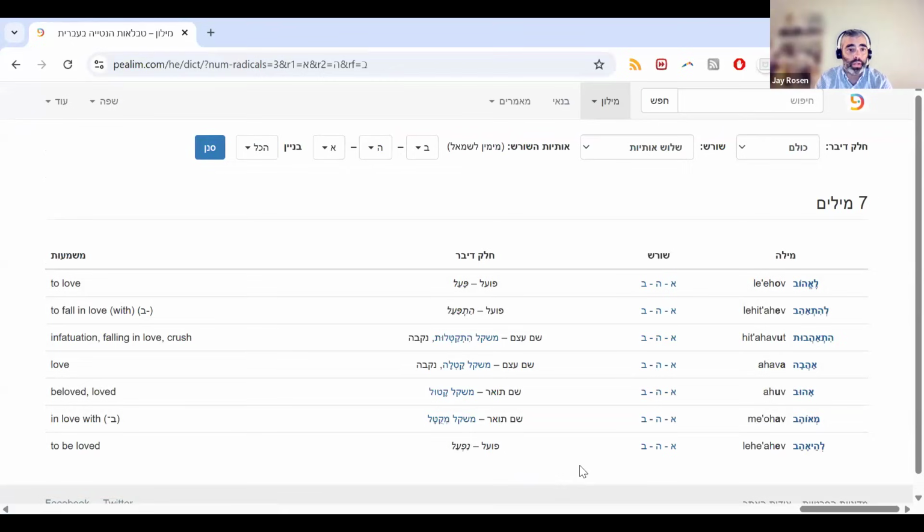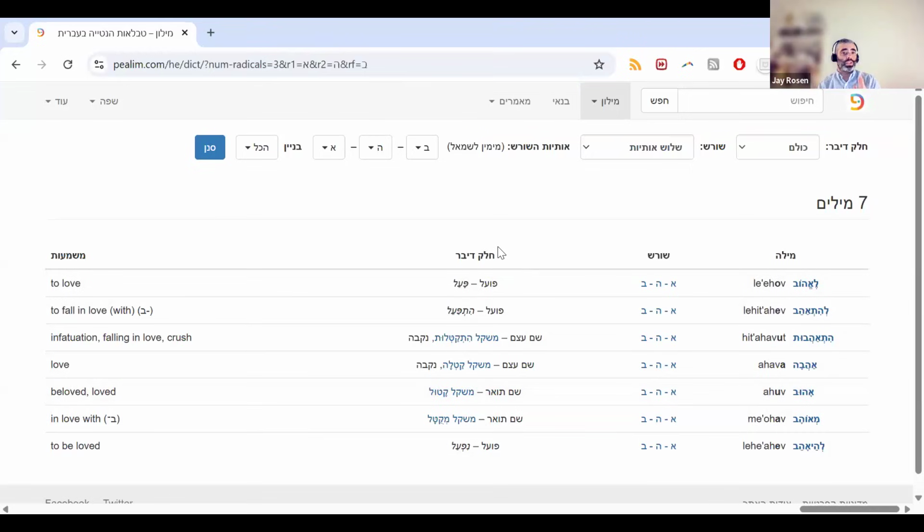And we can already figure out what those words are. Leehov, to love. Lehitahev, to fall in love. Hitahavut, infatuation. Ahava, love. Ahuv, beloved. Meuhav, in love with. Leheahev, to be loved. Right? All of these have to do with love. Aleph, he, bet, when it's the shoresh of a word, you now know always has to do with love. And what you see, the differences in those words, has to do with next week's class about the form.